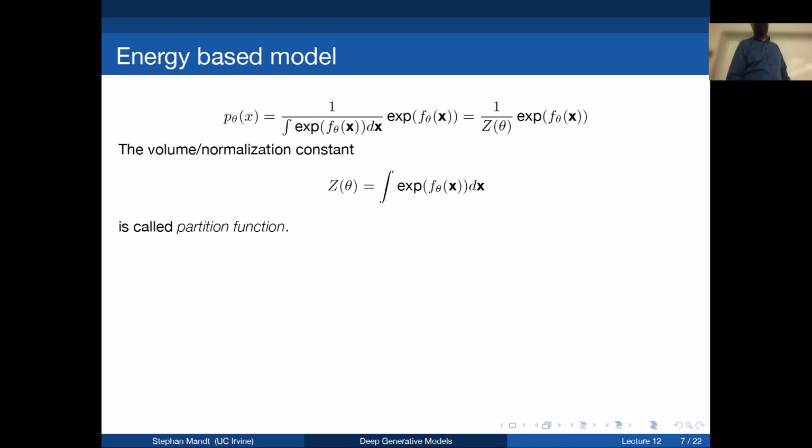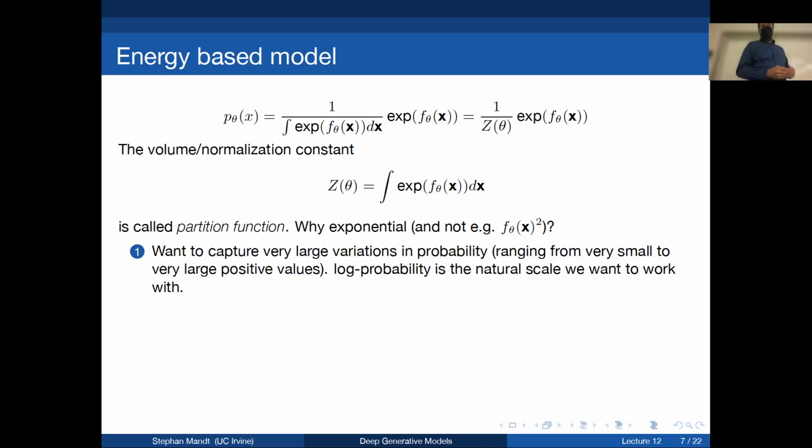Okay. Yeah, so Z is defined as the integral of the exponential, and it's called the partition function. Now you might ask, why is it actually exponential and not just something squared? The reason we exponentiate f was, as you remember, to ensure that it's positive or non-negative in the first place. Well, there are a couple of reasons.